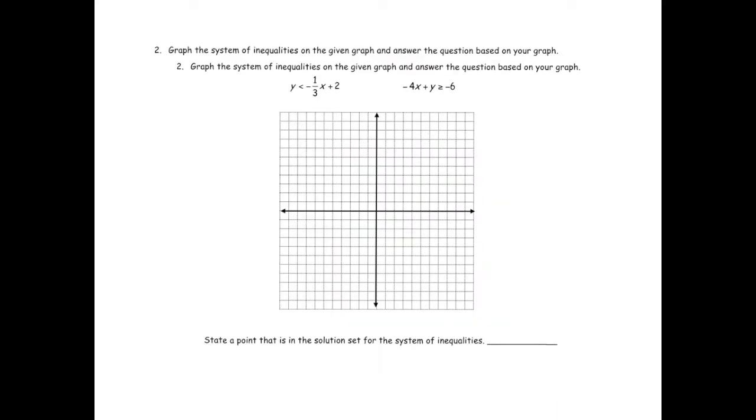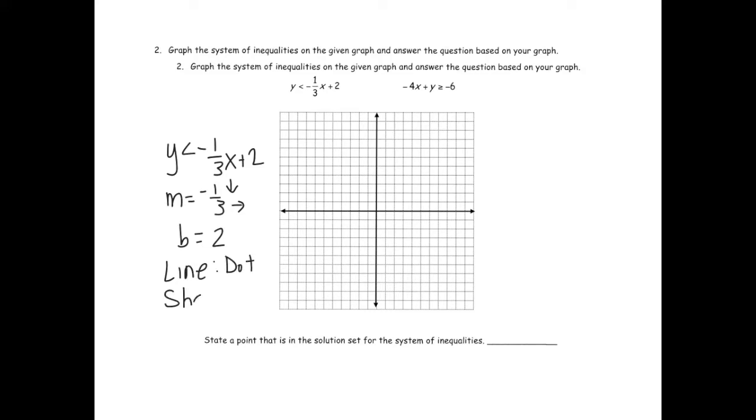All right, for this one, we're just graphing the system of inequalities on the given graph and answering the question based on your graph. So we already have one in slope-intercept form, so that's going to be nice and easy to work with. All right, we know the slope is negative 1/3. That means down 1, right 3. Our y-intercept is 2. Our line is going to be dotted, and the shading will be, what do you think?